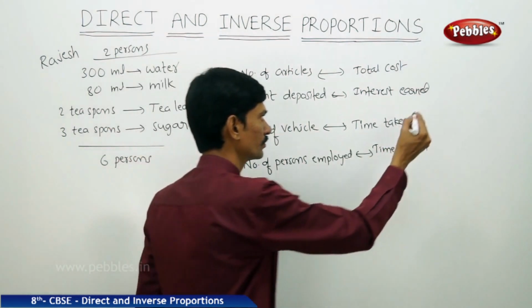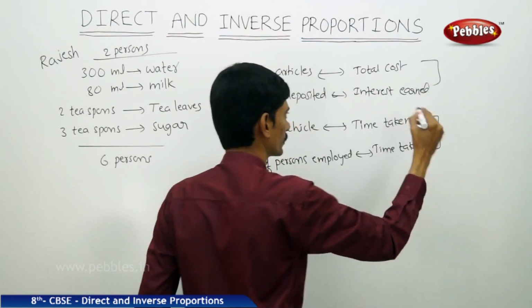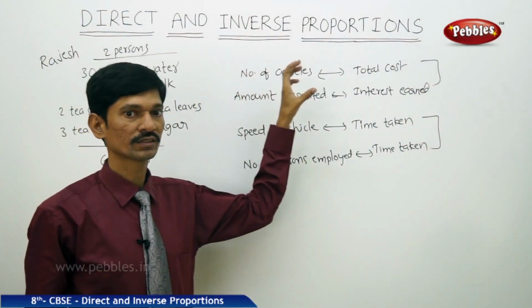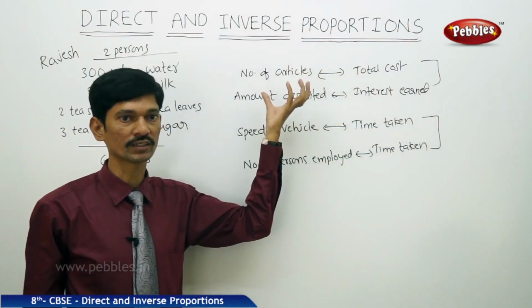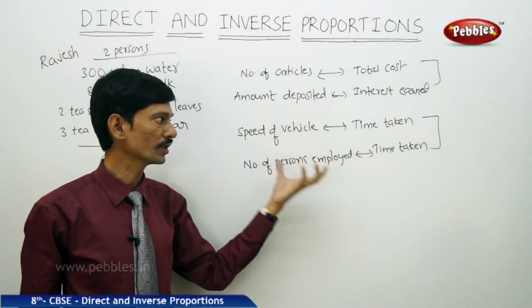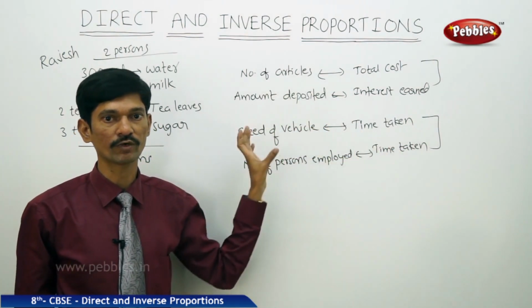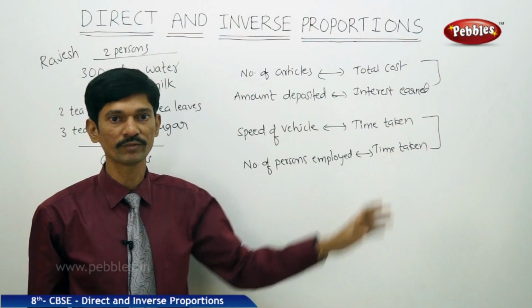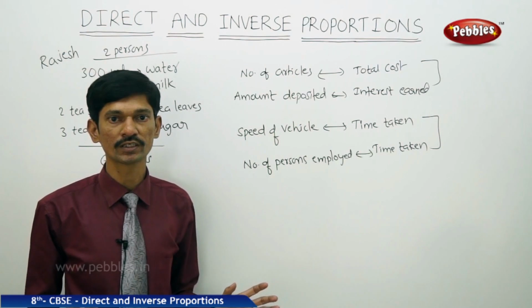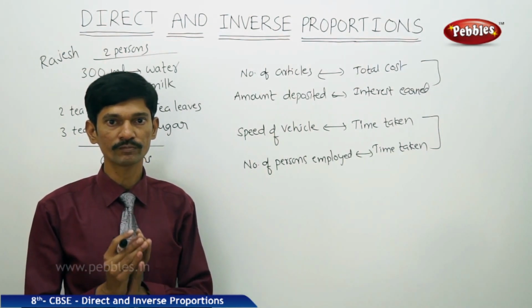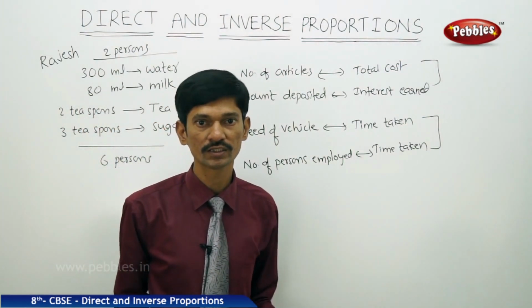So here also, these two examples and these two examples. In the first two examples, if a quantity increases, then automatically the other quantity also increases. Or if one quantity decreases, the other quantity decreases. In these two examples, if a quantity increases, the other quantity decreases. Or if a quantity decreases, then the other quantity increases. Means the change in one quantity leads to the change in the other quantity. Then the two quantities are said to be in a proportion. So these are two proportions. One is direct proportion and the other is inverse proportion.